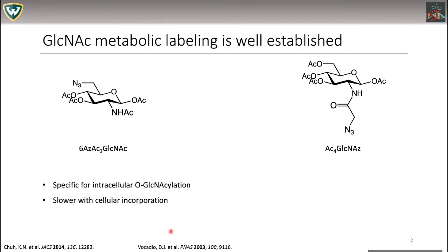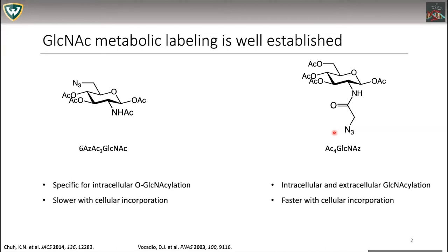The other sugar that we could look at is peracetylated GlcNAz, where instead of the azide on the 6th position of the GlcNAc, we now have it coming off the acetyl group on the 2 position amine. The slight downside for this sugar is that it labels both intracellular and some extracellular proteins. And so it's not as specific for O-GlcNAcylation as 6-azidoGlcNAc is. However, it is a little bit faster with its cellular incorporation.